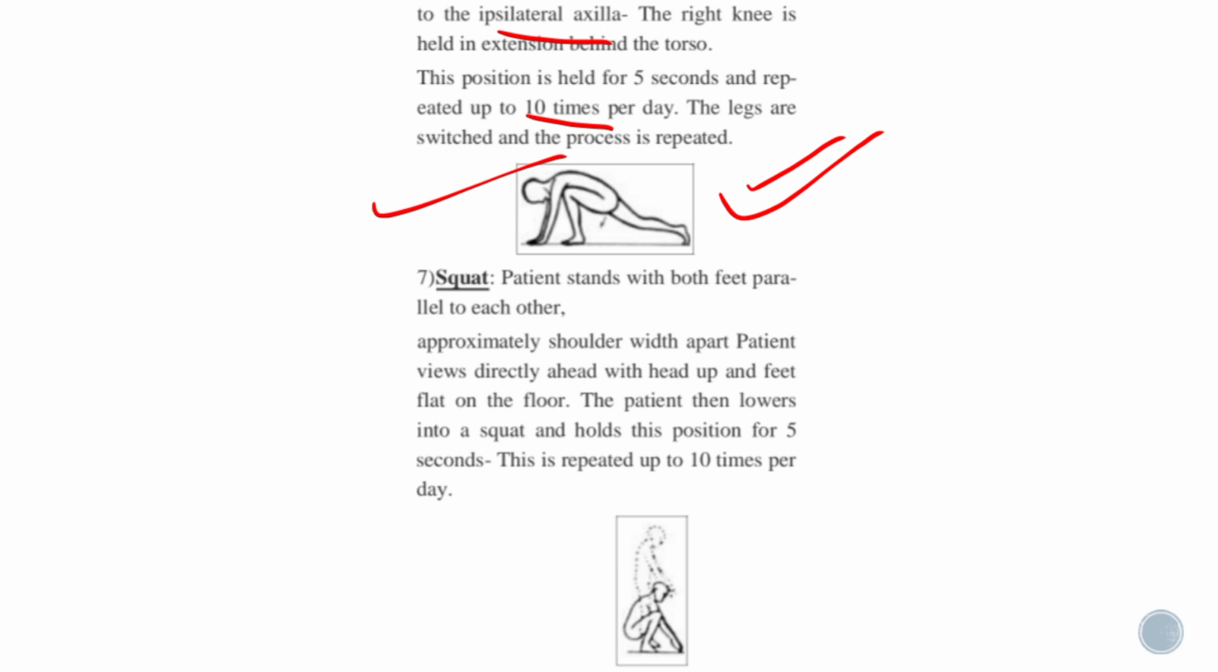Squat position. The patient stands with both feet parallel to each other, approximately shoulder width apart. The patient looks directly ahead with head up and feet flat on the floor. The patient then lowers into a squat and holds this position for 5 seconds. You can do it 10 times a day. This is the position of the squat.